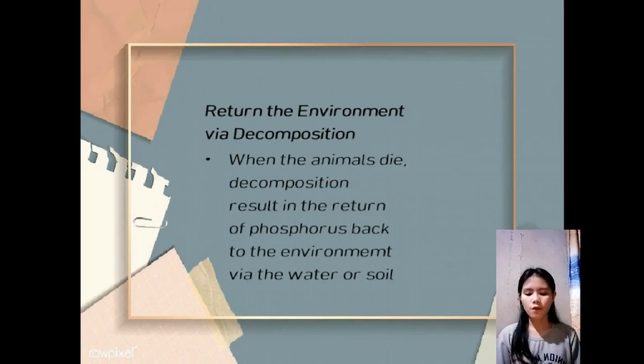Number four, return to the environment via decomposition. When the plants and animals die, they are decomposed by microorganisms. During this process, the organic form of phosphorus is converted into the inorganic form, which is recycled to soil and water. Soil and water will end up in sediments and rocks, which will again release phosphorus by weathering. Thus, the phosphorus cycle starts over.